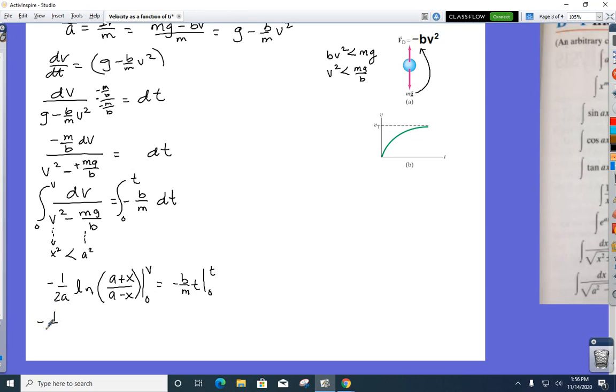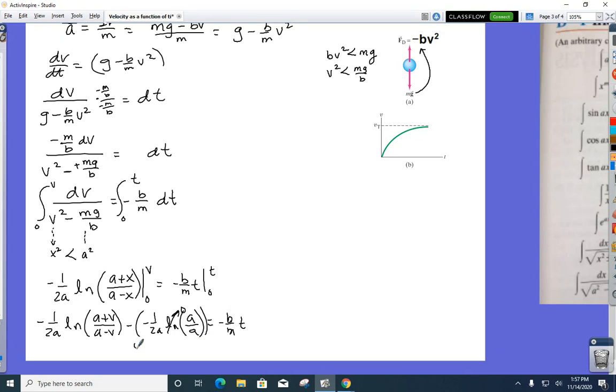So negative 1 over 2a natural log of a plus v all over a minus v minus negative 1 over 2a natural log, see, a plus 0 all over a minus 0. Well, that's nice. That's the natural log of 1. The natural log of 1 is 0, so this entire term just goes away. And so that's nice. That cleans it up a little bit. It's equal to a negative b over m times t. Of course, when I put in that 0 there, that term goes away, and I just have that. And so there we go.